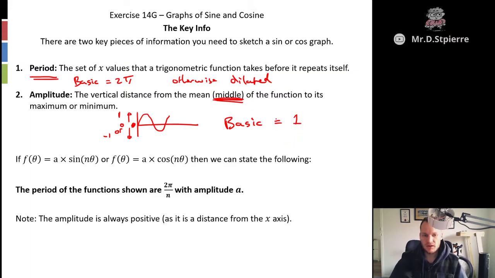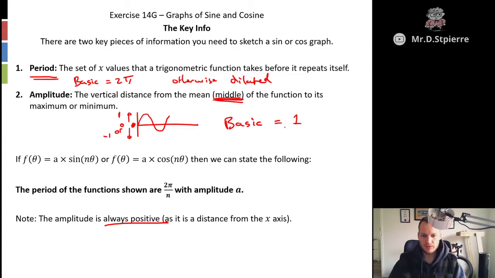Now the thing to note with amplitude is that it is always positive. We're just talking about how far it is from the middle of the graph to its tip, either up or down. Don't care about the direction. If you're doing year 11 physics, you'll know about vectors. So all we're caring about is the magnitude, the size rather than its sign or direction. So amplitude is always considered positive.